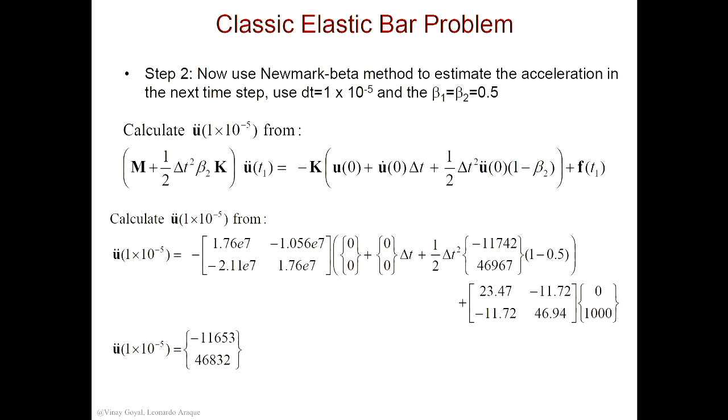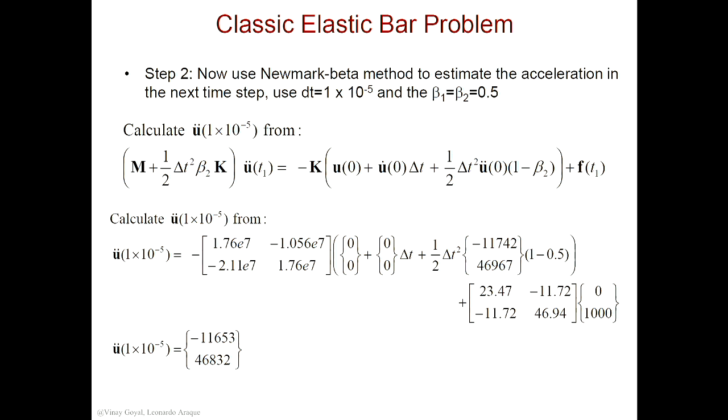So what I can do now, I know K bold, I know all these values, I know delta T. Delta T is 1 times 10 to the minus 5. I know the displacement at the beginning is 0, I told you that. Velocity at the beginning is 0. That's why you see 0 there. I just calculated the acceleration at the beginning, and that's what I plug in there. I'm using the constant acceleration method, so I put beta 2 equals a half.